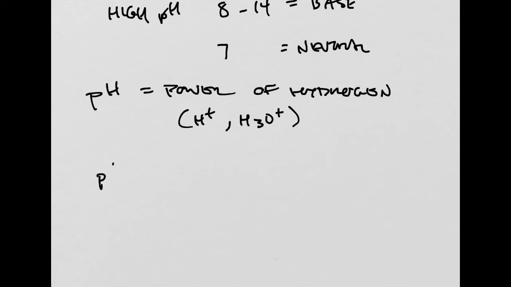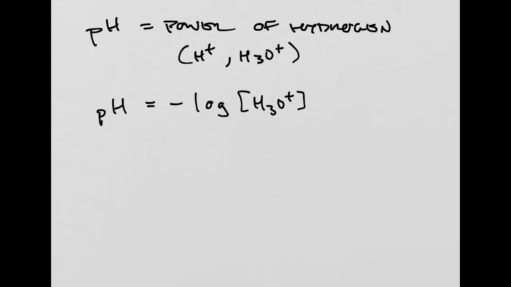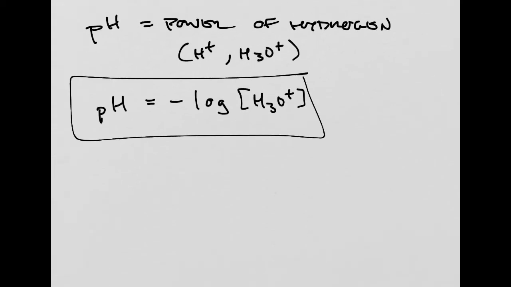And in terms of calculating the pH, you would take the minus log of the concentration of the hydronium ions that you have in the solution. So this is actually something that you might need to teach yourself how to do on a calculator. Hold on, let me take a look at a graphing calculator.